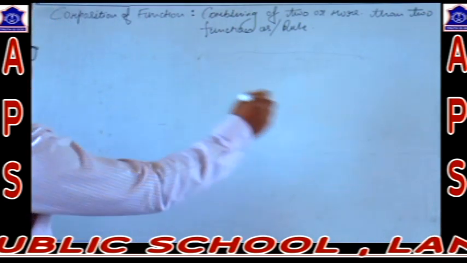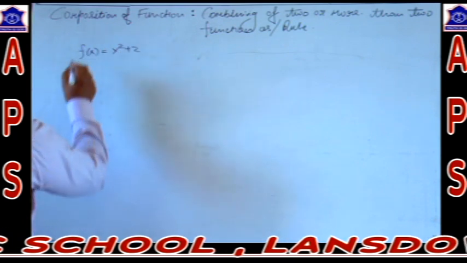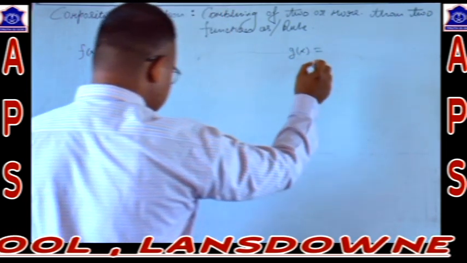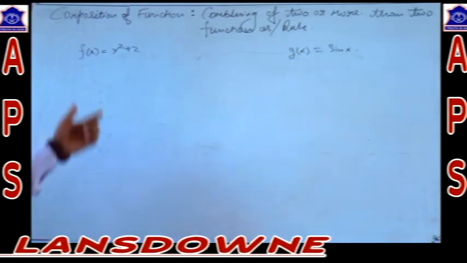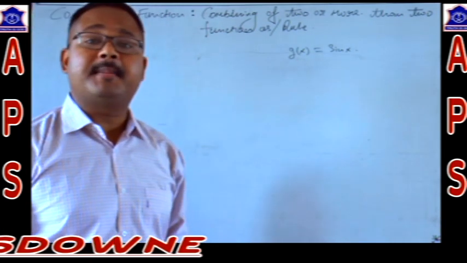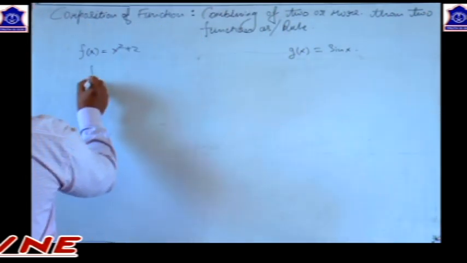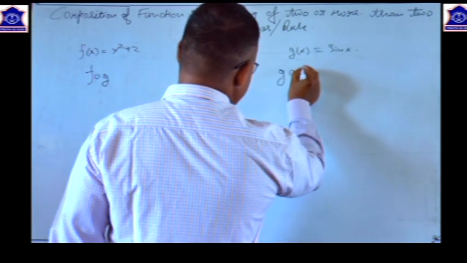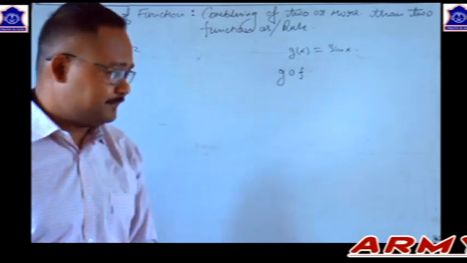Let us consider a function f(x) equals x square plus 2 and another function g(x) equals sin x. So here we have a polynomial function and a trigonometric function. These two functions can be combined in two different ways, that is FOG and GOF. Now you might be thinking, what is FOG and what is GOF?